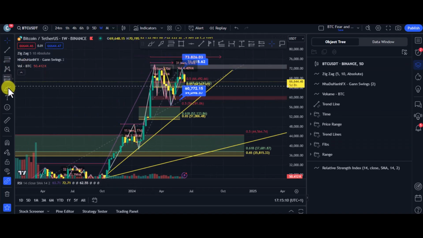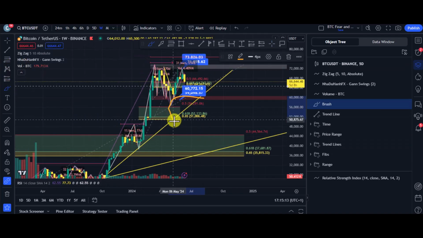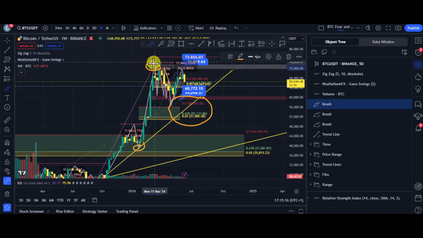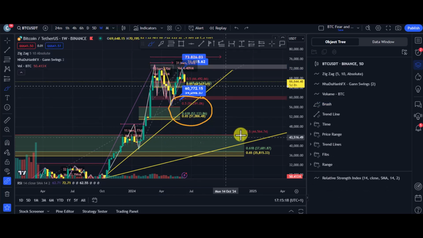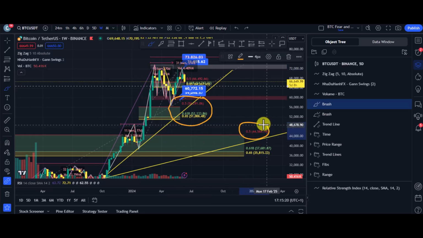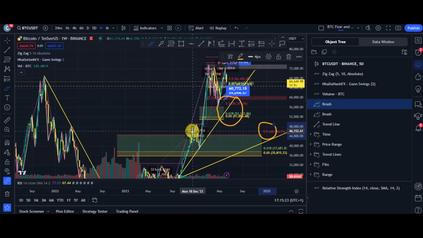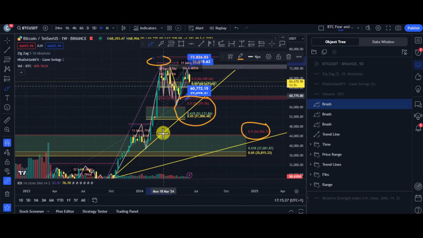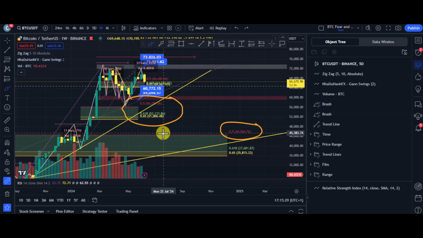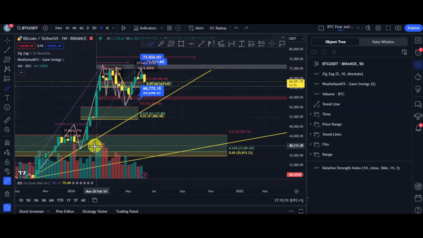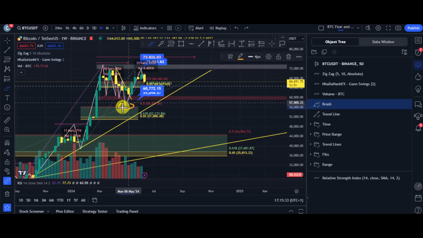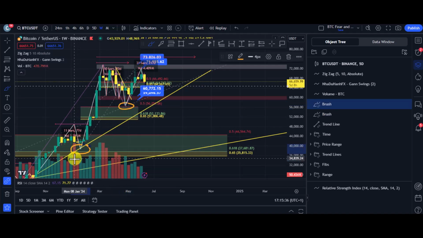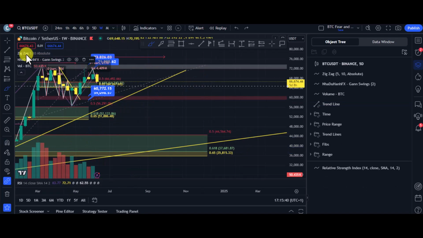The fib that's here, so this 50% here, which is 56,291, that's off of this low to this high. This 50%, which is at 44,500, that's off the all-time high to the bear market low. So it's important to plot these out. We got the 50% from here, the 50% from here, and then the bull market low. So cool, that's what we got on our charts.